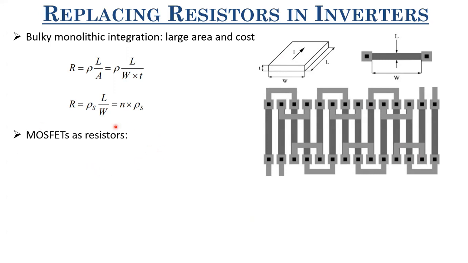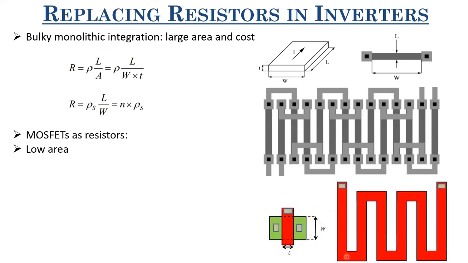So what are the advantages of having MOSFETs as resistors? First, a MOSFET occupies a pretty low area as compared to a resistor. So how exactly are large resistances realized? We use polysilicon and we use a serpentine kind of structure. So a MOSFET's layout looks like this, and the resistor layout looks like this. So you can see that to realize the same value of resistance, we require a larger area for a polysilicon based resistor and a smaller area for a MOSFET.